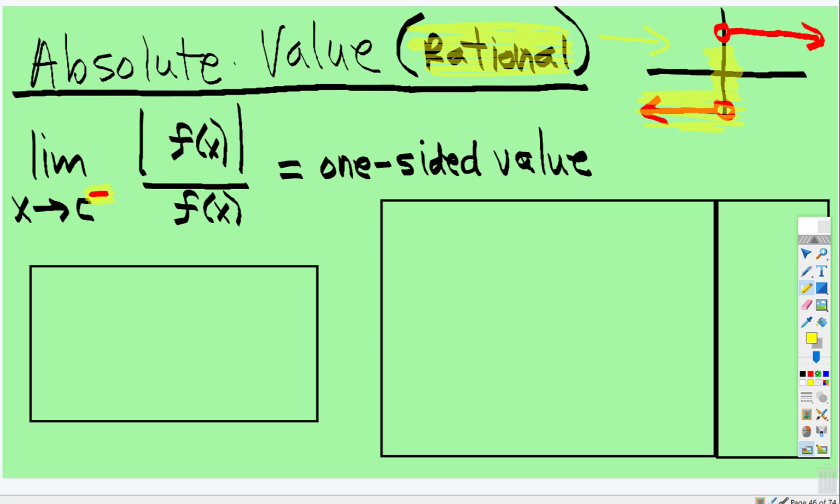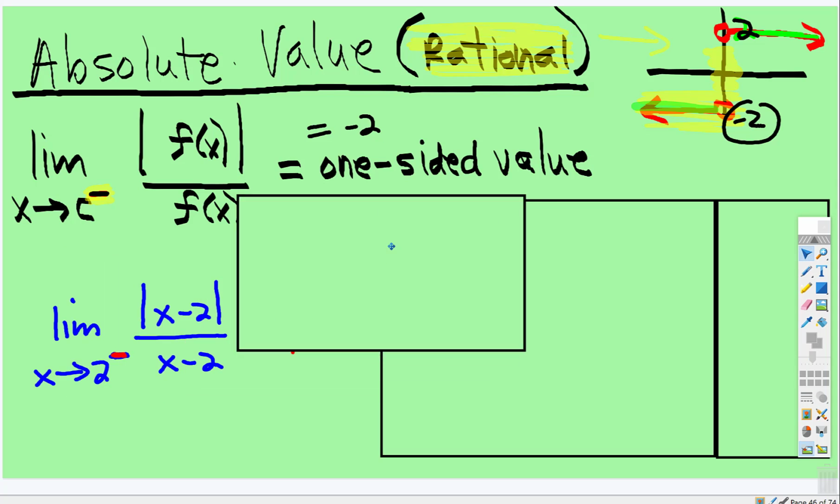As we come from the left side, we'll be down here, let's call that negative 2. And coming from the right side, we'll be up there, and we'll call that positive 2. So those are two different heights, right? But if we only care about the left side, then for this particular function, the answer is negative 2. So let's go ahead and do an example.